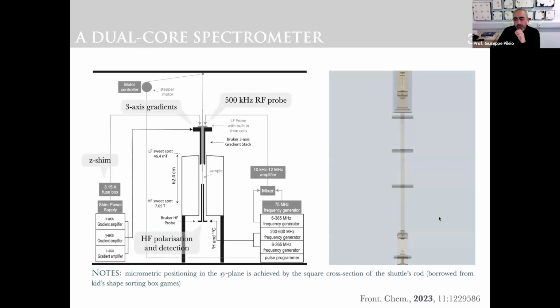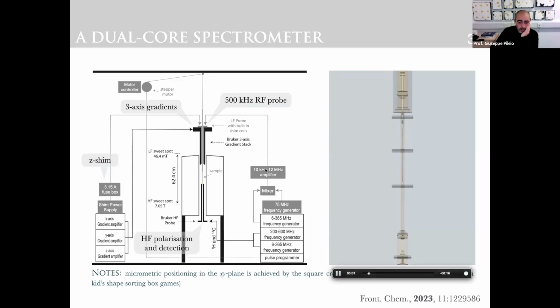So how do we actually perform experiments where the field is so low that you don't have this inhomogeneity problem, but then you don't lose the signal, you don't lose sensitivity, and you don't lose resolution? Well, the way we thought that could be done is in a field cycling fashion. So we went on building a shuttle and a two-core magnet. You see a schematic here.